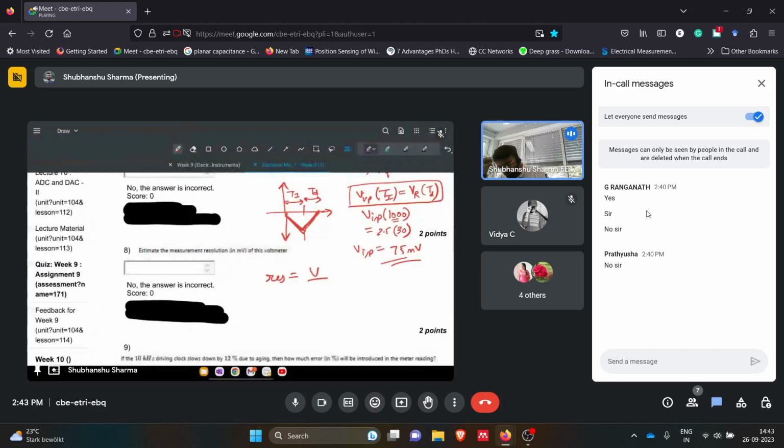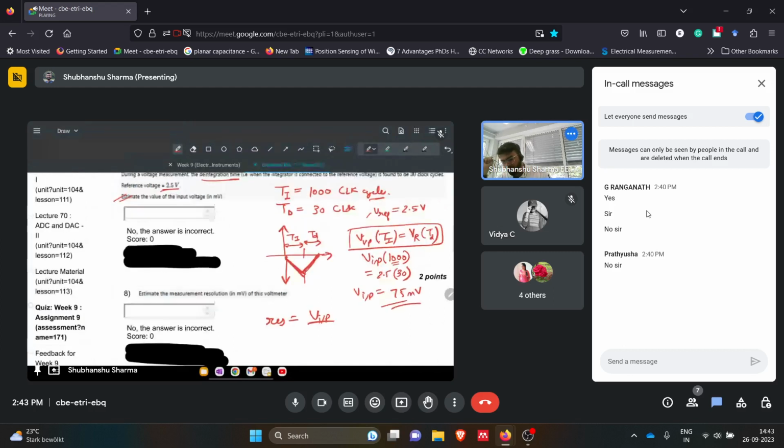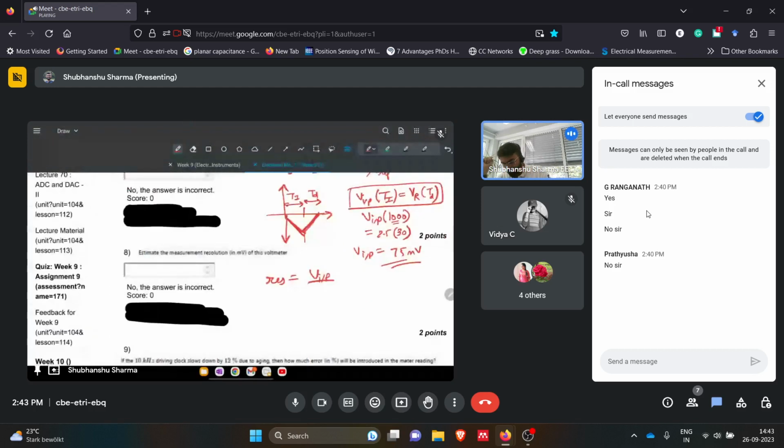So if you know V input, which is the input voltage we gave, then the time of de-integration period is what this ADC took to convert that input voltage and nullify it. So basically it is this level of voltage which this ADC took, and the time taken by that was the de-integration time, TD. So this will be 75 millivolts as we calculated, and 30.